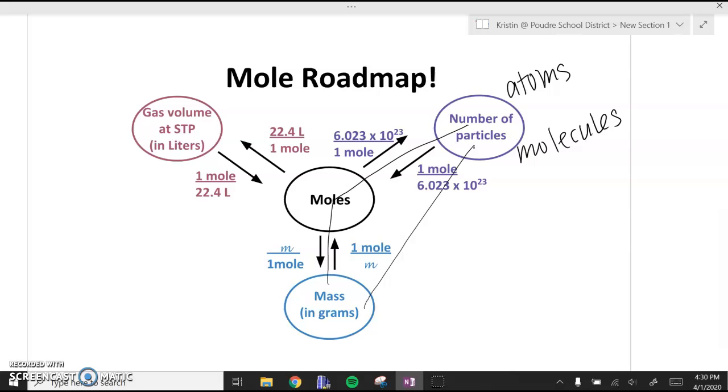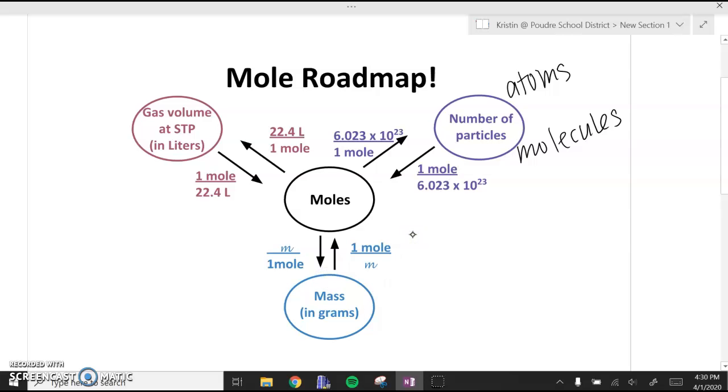And the same thing with the gas volume. You have to go through moles if you want to turn the gas volume into the mass, or if you want to know how many particles are in the sample of gas.